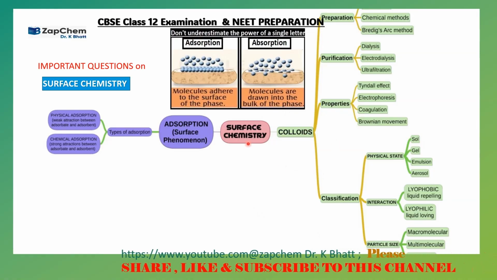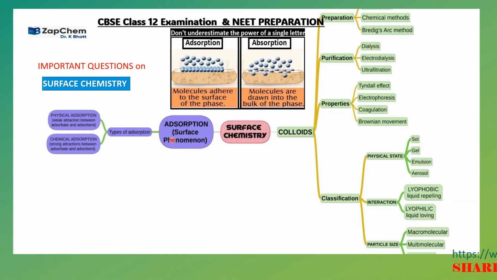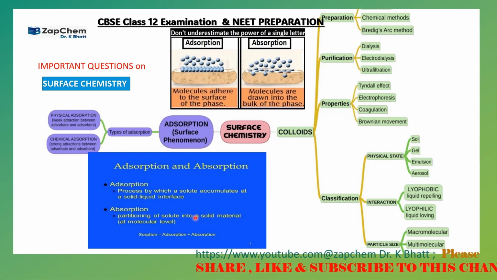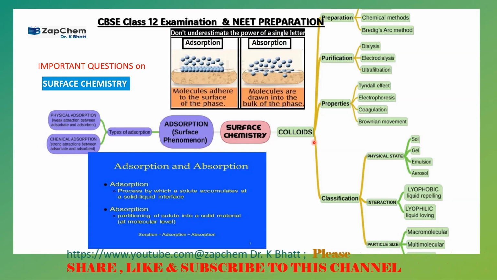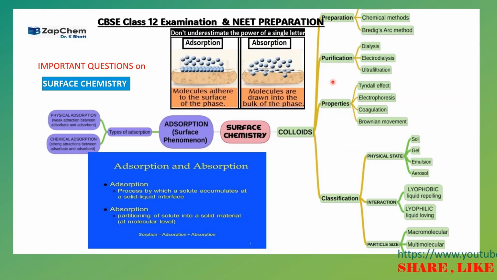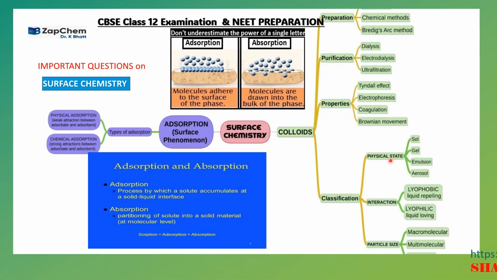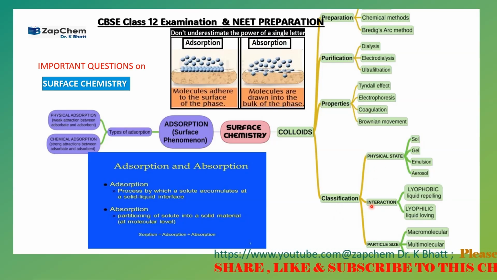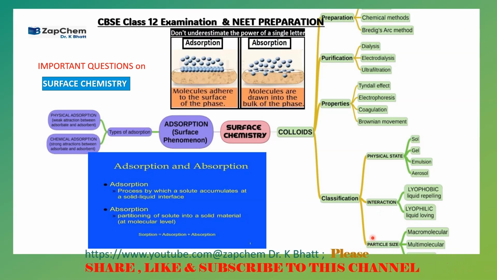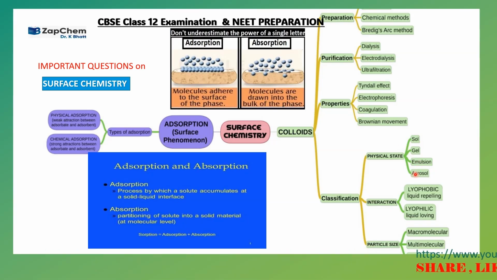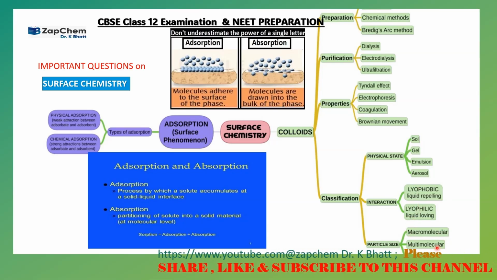Well, here is a map scheme for surface chemistry related to adsorption, physical adsorption, and chemical adsorption. Two types of processes are there. And then the colloid chemistry. A hint is provided about the preparation, purification, properties, physical states, classification, interaction, particle size, and they may be sol, gel, emulsion, aerosol, lyophobic, lyophilic, macromolecular, and multimolecular.